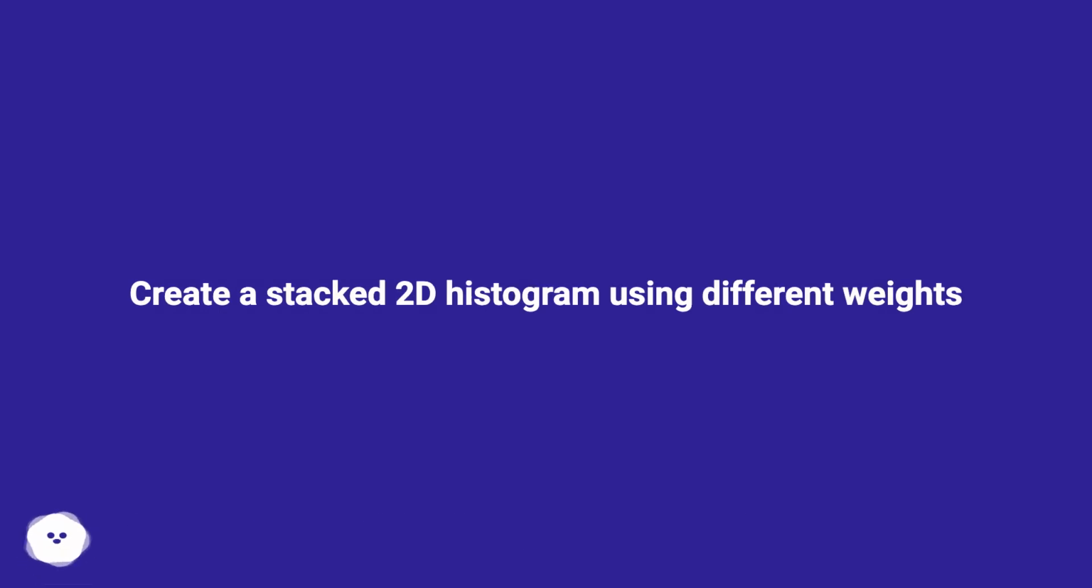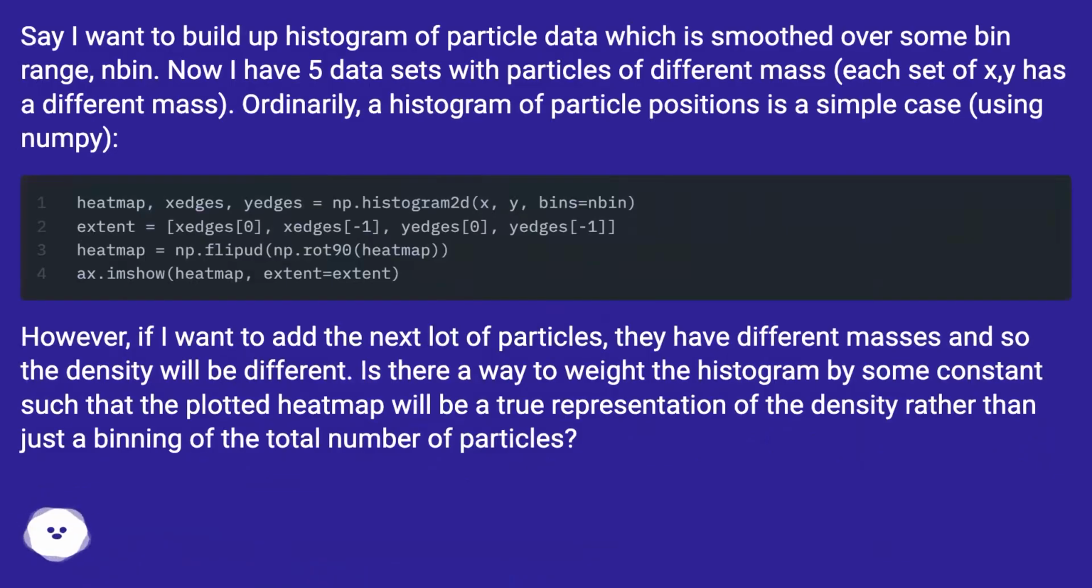Create a stacked 2D histogram using different weights. Say I want to build up a histogram of particle data which is smoothed over some bin range, M bin. Now I have 5 data sets with particles of different mass. Each set of X, Y has a different mass. Ordinarily, a histogram of particle positions is a simple case, using numpy.